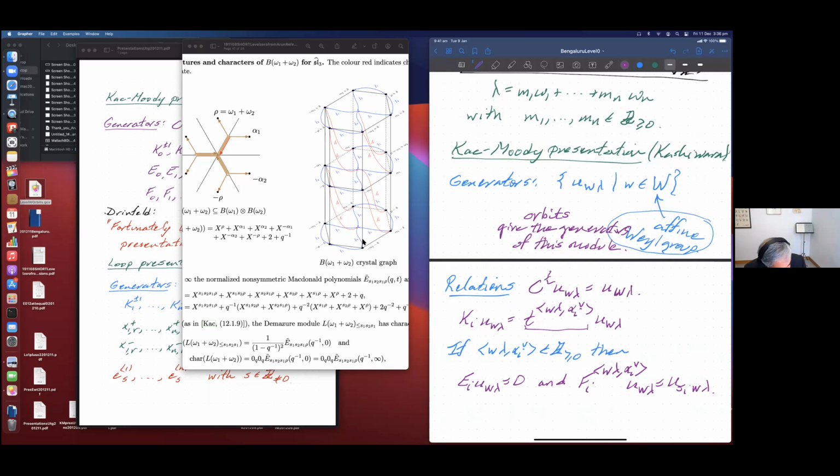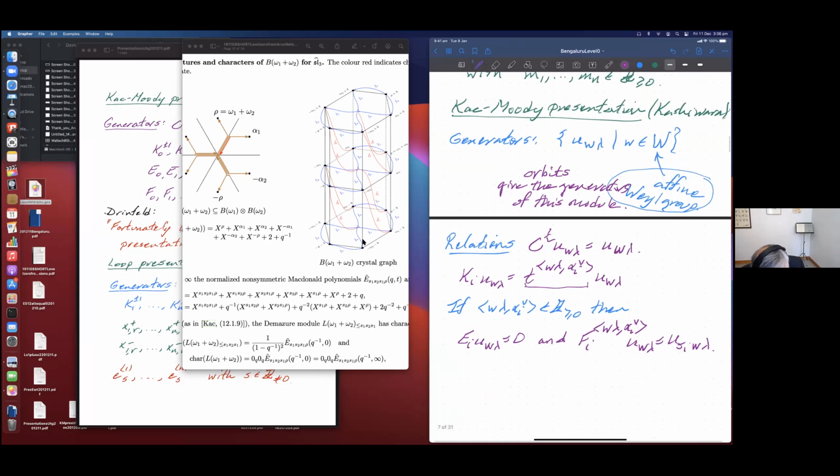And then similarly, if this integer is negative, then it works exactly the other way around. Fi acting on U lambda is 0, and E_i to the correct power will take you to the next black dot. So you can move around all these black dots. And these are the relations now for a U_T module.